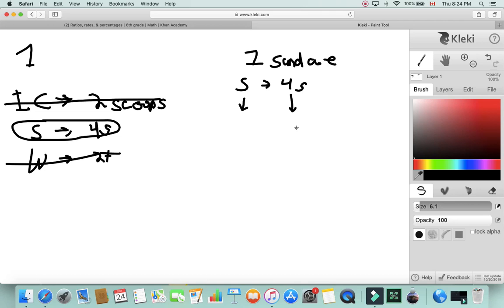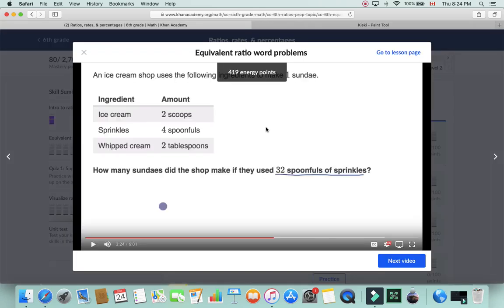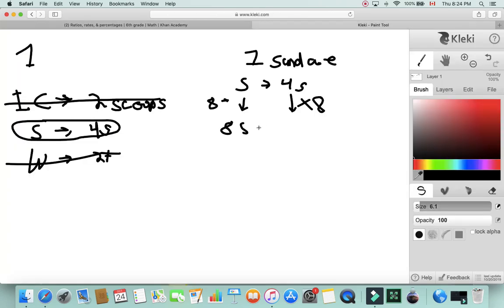So what is 32 divided by 4? Come on. Okay, it's 8. So what we have to do is times 8 on both sides. So we need 8 spoonfuls, and that would become 32 spoonfuls of sprinkles.